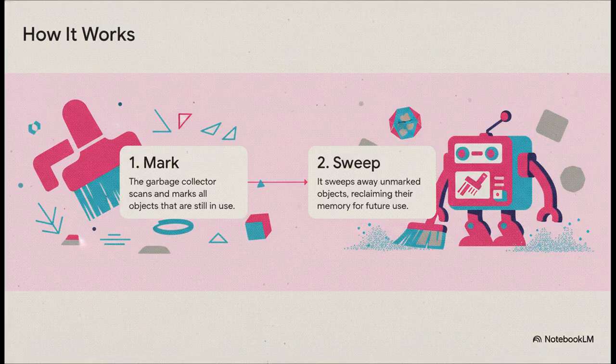So how does all this magic work? Well, from a high level, it's a process that's often called mark and sweep. It's pretty cool. First, the garbage collector scans through your whole program and puts a little mark on every single object that's still being used. Then it does the sweep phase, where it just goes through and gets rid of everything that wasn't marked. Poof, gone. That freed up memory is then returned to the system ready for the next thing. It's a really elegant solution to what is a super complex problem.